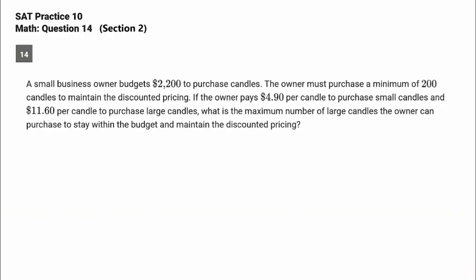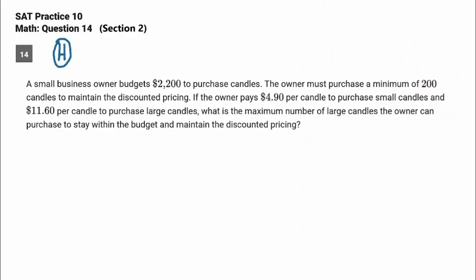We're on SAT Practice Test 10, Math Section 2, Question 14. What's the level of difficulty here? It's hard. A small business owner budgets $2,200 to purchase candles. The owner must purchase a minimum of 200 candles to maintain discounted pricing. If the owner pays $4.90 per candle to purchase small candles and $11.60 per candle to purchase large candles, what's the maximum number of large candles the owner can purchase for the discounted pricing?